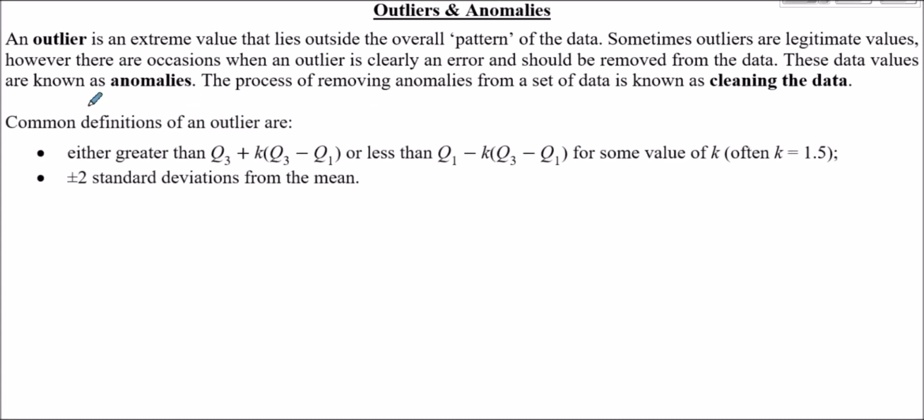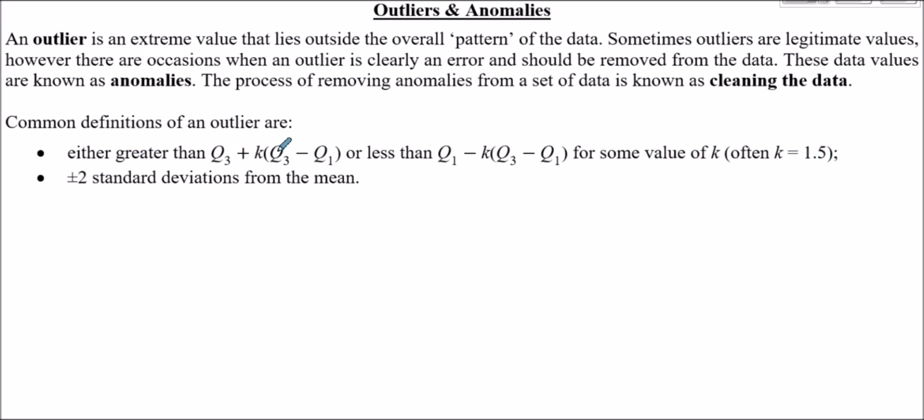So how to define an outlier? Common definitions of an outlier are, first of all, either greater than the upper quartile plus some constant k multiplied by the interquartile range, where Q3 minus Q1 is the interquartile range, or it could be this same distance, k multiplied by the interquartile range, below the lower quartile, for some value of this constant k. Almost always this value of k is given as 1.5.